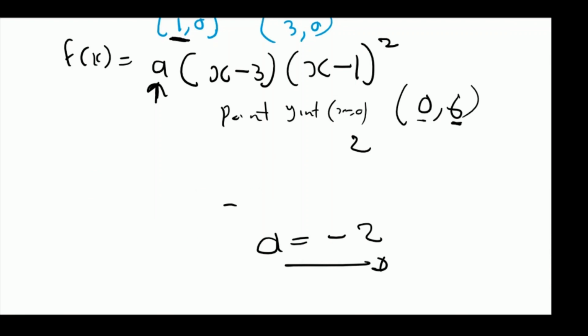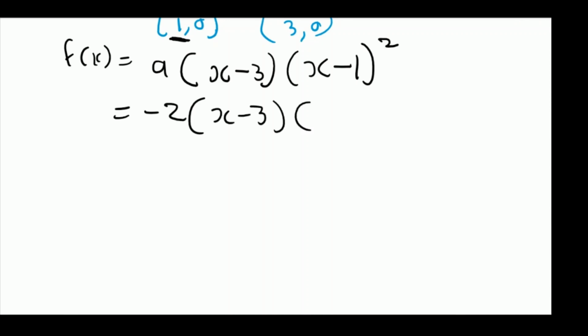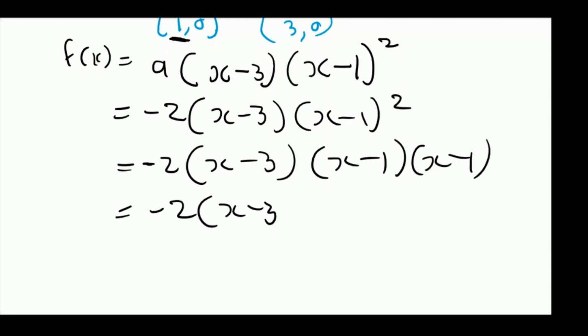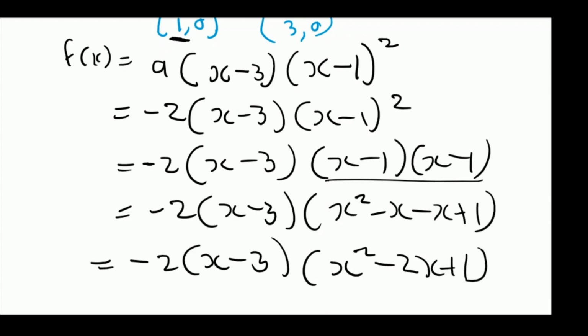Right? So we're going to substitute that a value here to find our equation. Our a is minus 2, right? So it's going to be minus 2 into (x minus 3)(x minus 1) squared. We're going to expand this, (x minus 1)(x minus 1), and then we find the product of this. So it's going to be x squared minus 2x plus 1, so we have minus 2 into (x minus 3)(x squared minus 2x plus 1).